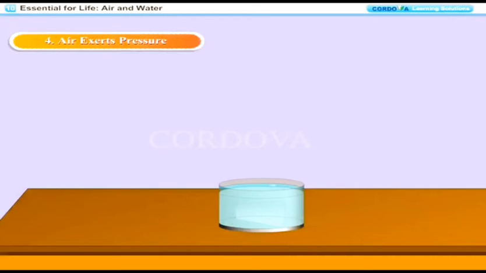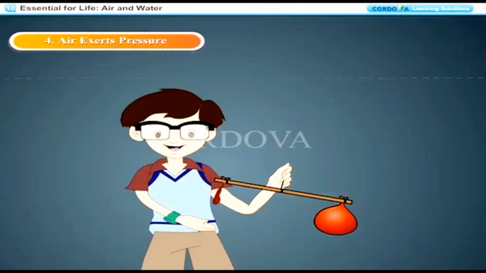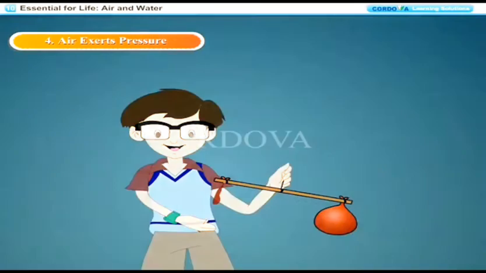Air exerts pressure. We have learnt that air occupies space and has weight. Anything that has weight exerts pressure. So, air also exerts pressure. The pressure exerted by air is called atmospheric pressure.